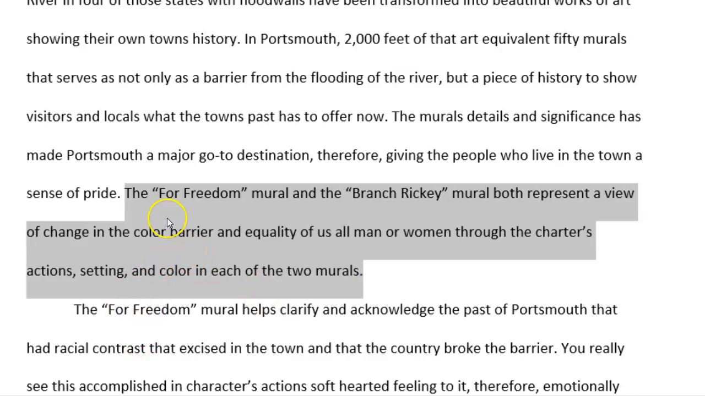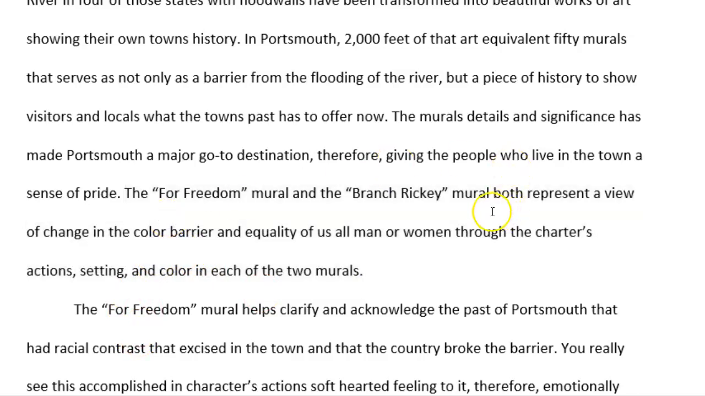Where I found myself pretty confused was a view of change. So both murals represent, and I think you might need to argue that they do a good job of representing change in race relations, or that they don't do a very good job. I think you're arguing that they do. They successfully show the progress that the town has made. So that needs to get added.